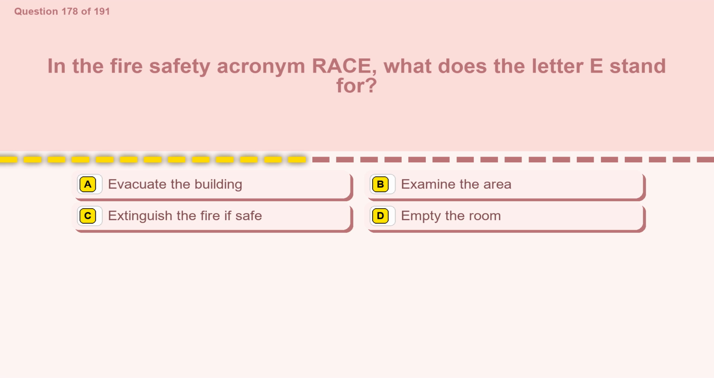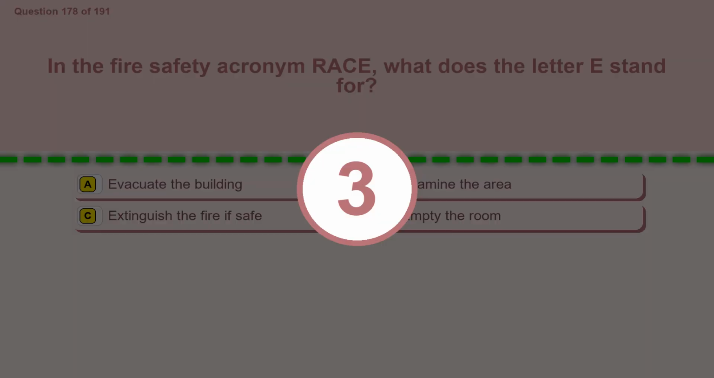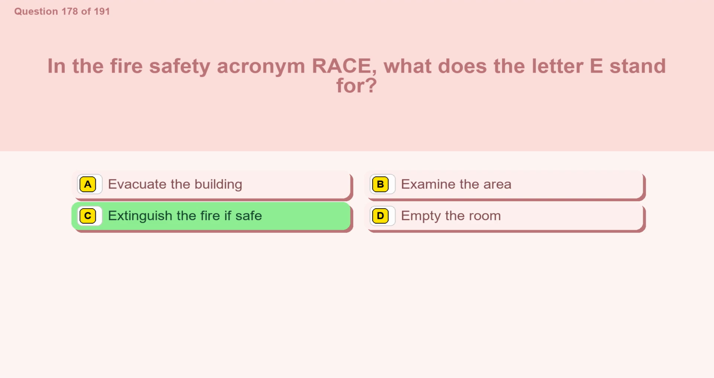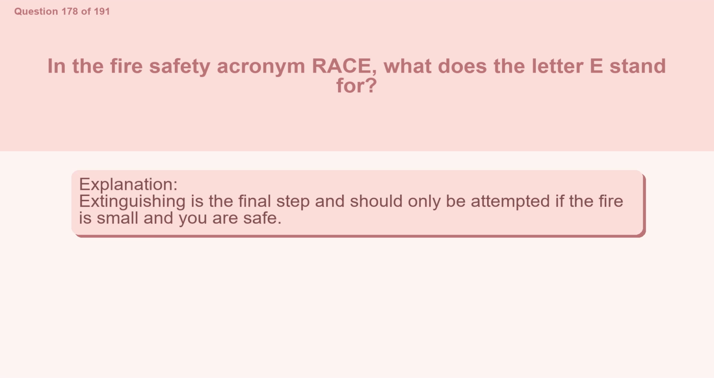Option A, evacuate the building. Option B, examine the area. Option C, extinguish the fire if safe. Option D, empty the room. The correct answer is option C, extinguish the fire if safe. Extinguishing is the final step and should only be attempted if the fire is small and you are safe.